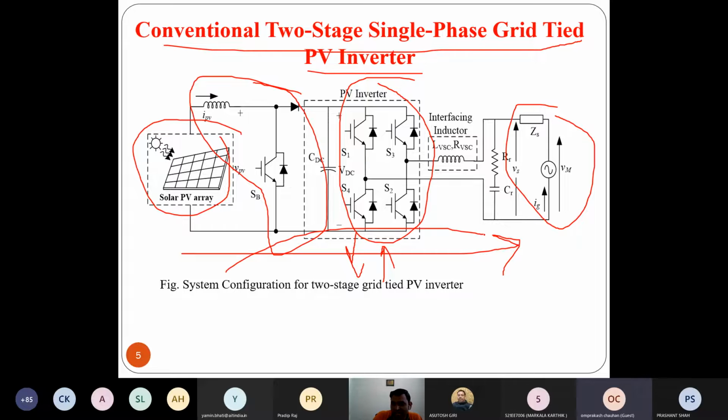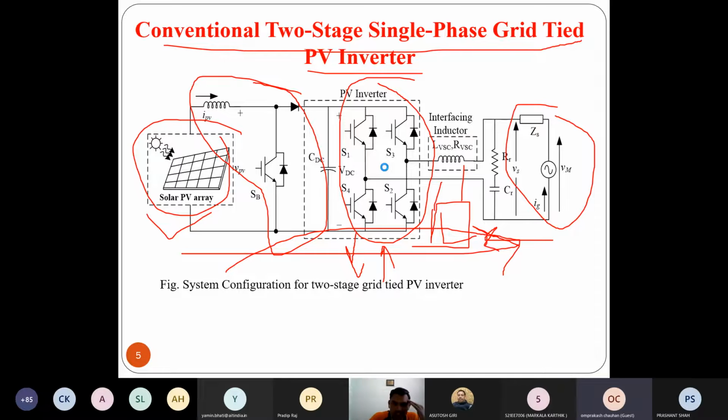In daytime, we can utilize this inverter as a PV inverter. When this solar PV array power is not sufficient, we can connect the load here, and this load can be fed from the grid, and this converter will work as a power quality conditioner. It will do all the functions: reactive power compensation, power quality, harmonic mitigation, load balancing, power factor correction, all the functions.